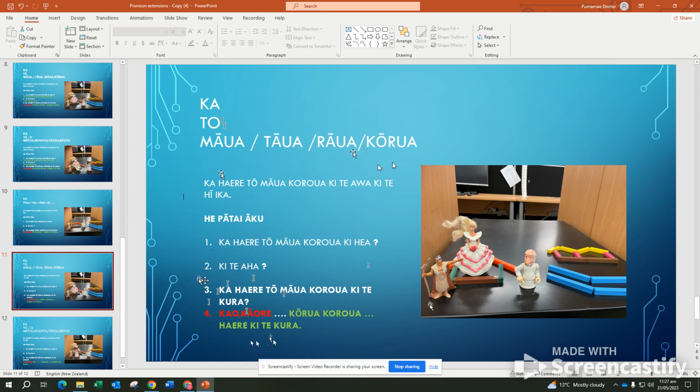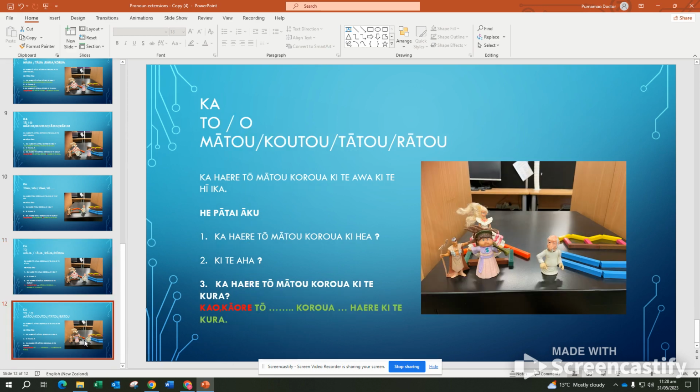So just āta titiro ki te pātai, have a look at the question so you are able to respond with the correct answer. If it's ka haere tō māua, then usually it would be kāore tō kōrua koroua e haere ki te kura. Okay, moving on into our pronouns. Mātou, koutou, tātou, rātou. Still sticking to the tō. Rite tonu ngā pātai, the questions are the same. And we are still on ka. Ka pai, koinei te mahi.